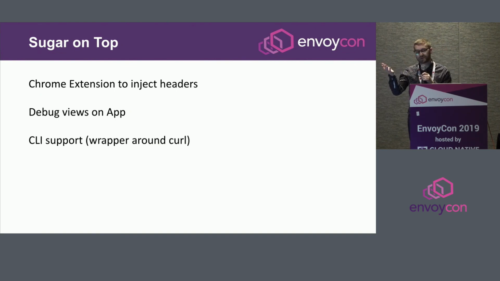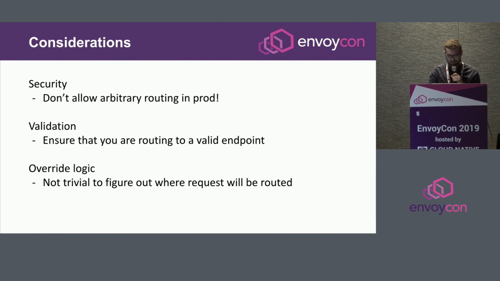So in the debug builds of this app, you could just open it up and add these overrides, and they'll get automatically injected on every request. And then we have CLI support, which is basically just a wrapper around curl. Unfortunately, I don't have screenshots, but trust me, it's worth it to befriend good front-end and mobile engineers. My front-end skills are terrible.